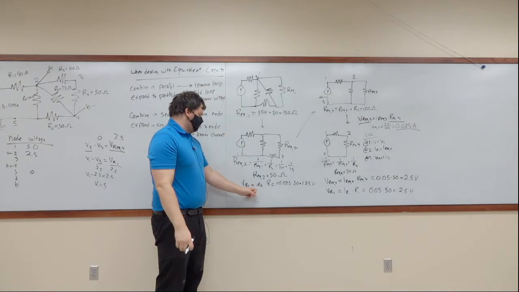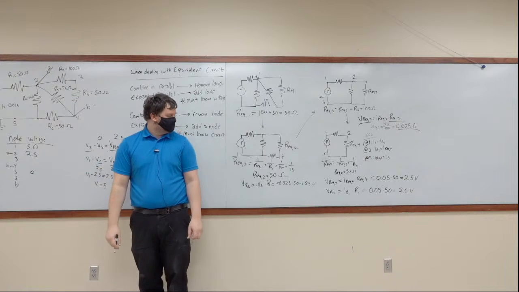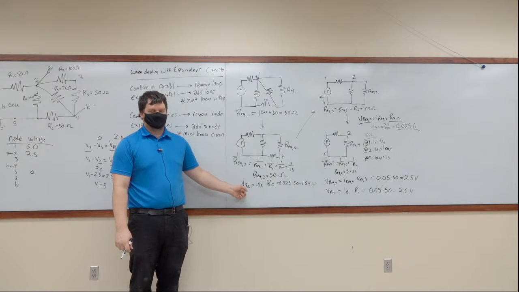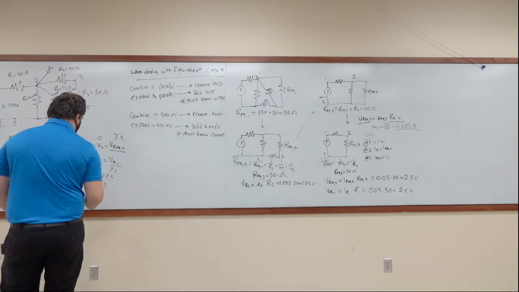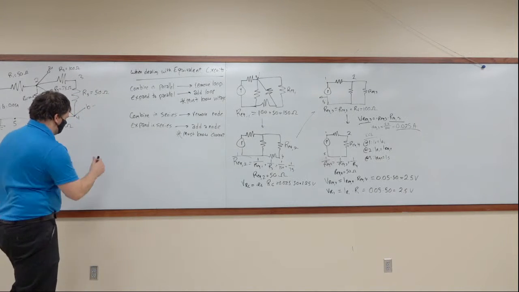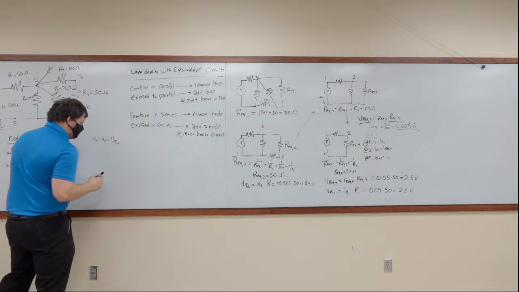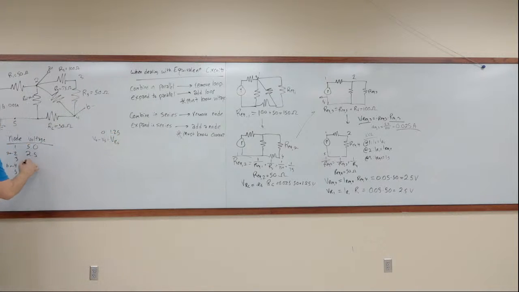Now, how do we take this and put it into our node voltage equation, or node voltage table? Where does this show up? What nodes does R6 act between? It's between 4 and 5, right? So we know V4 minus V5 is equal to VR6, right? Well, V5 is 0. VR6, as we just calculated, is 1.25. So we know V4 is 1.25 volts.